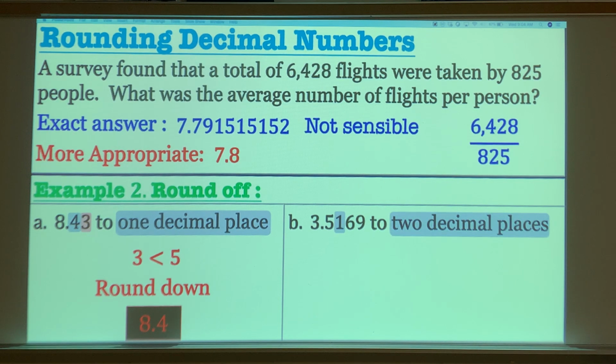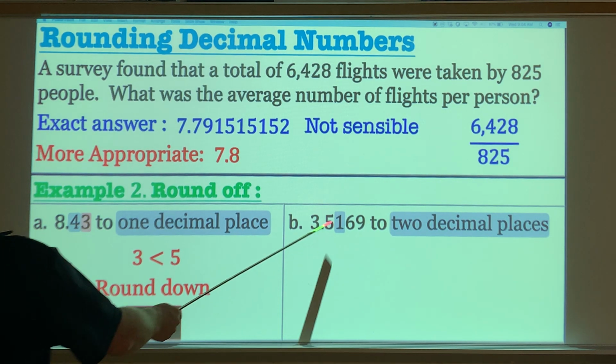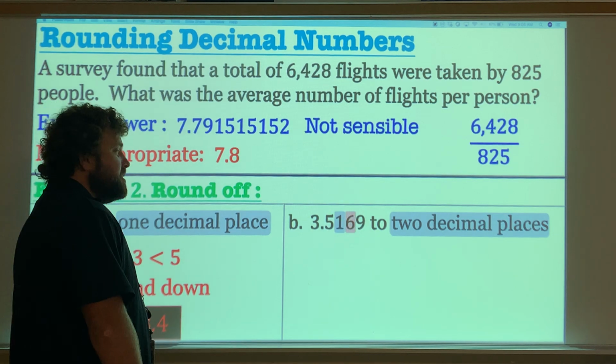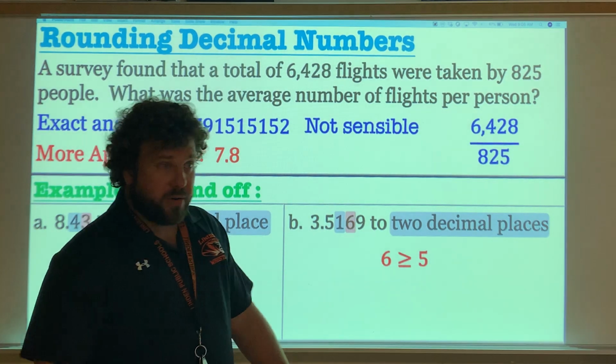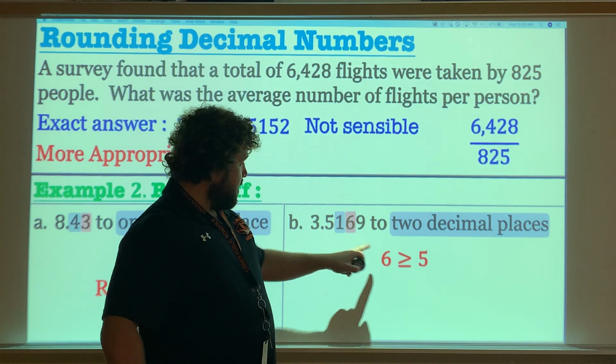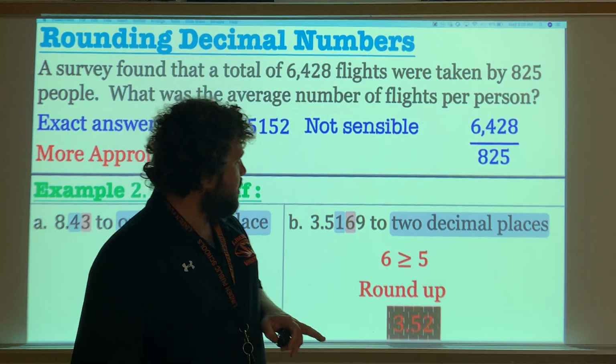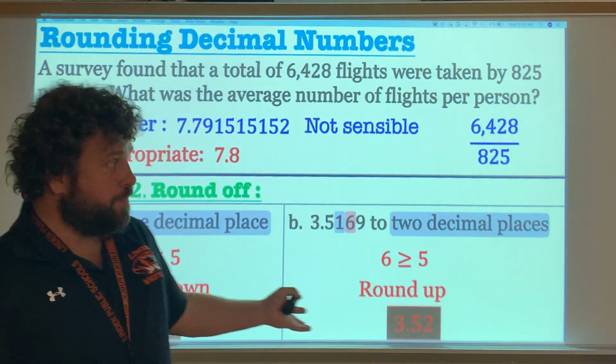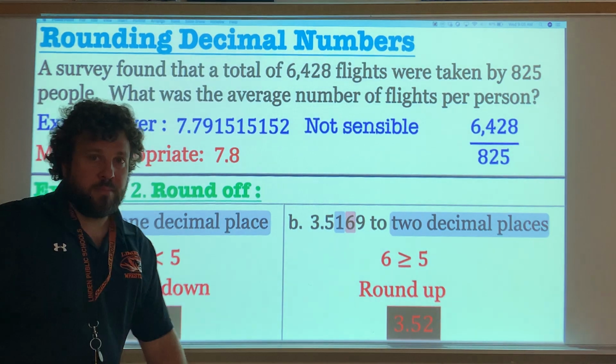All right. 2 decimal places, 1, 2, so we're going to use this 6. 6 is greater than or equal to 5, correct? Round up. So your answer is 3.52. And you're done.